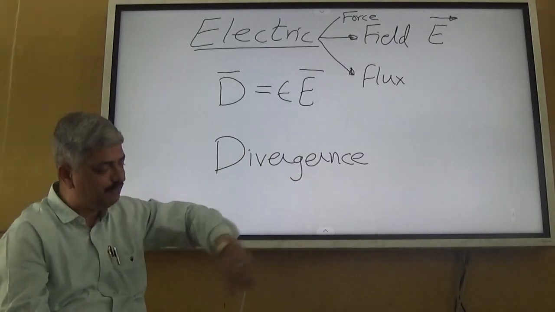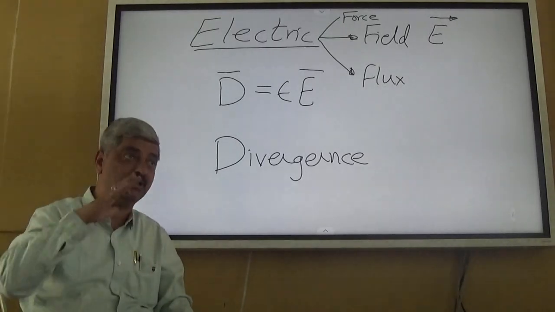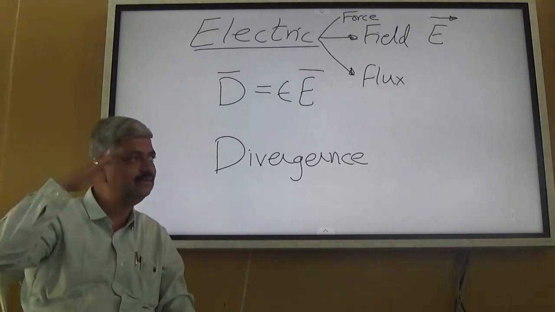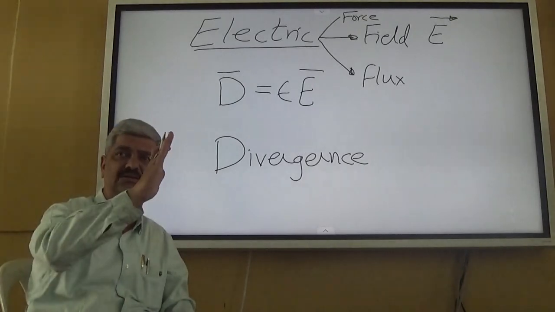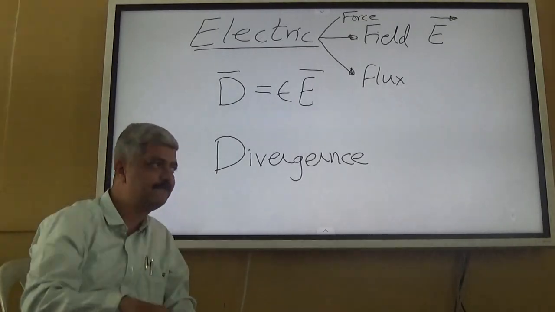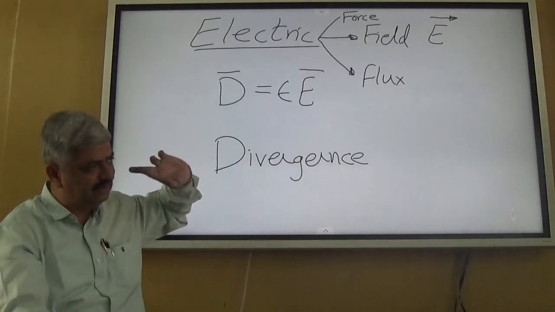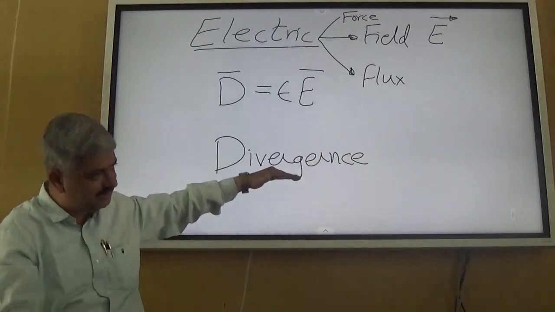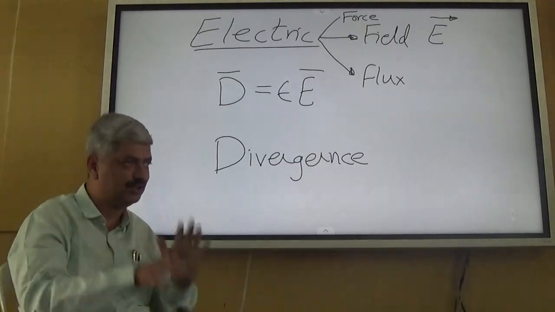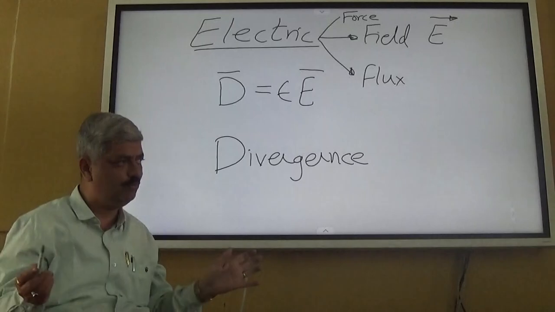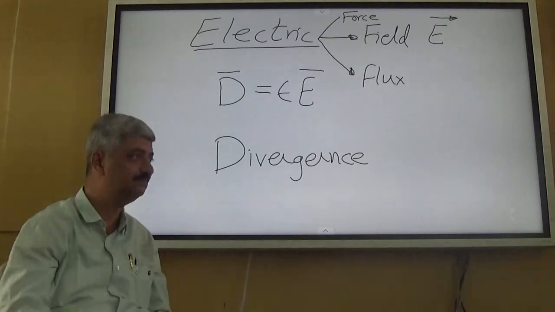But when we meet on Monday, before that, you try to read on your own about curl. Gradient is easier, then divergence, then curl. Gradient, divergence, curl. Our Gauss law needs divergence, so at least start divergence. What is divergence, then what is gradient, and then what is curl. These are general concepts applicable in every domain of engineering, related to vector calculus. So you go through it.